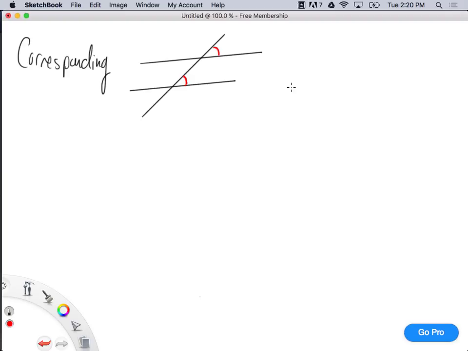What do I know about corresponding angles? They're what? Congruent. They are congruent. Okay? Next, alternate interior. Or rather than that, let's go straight to vertical angles.